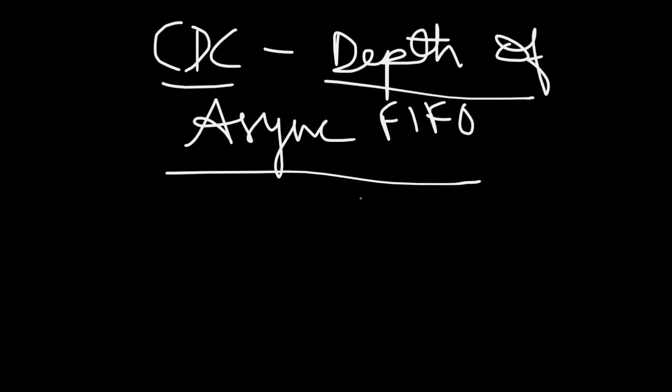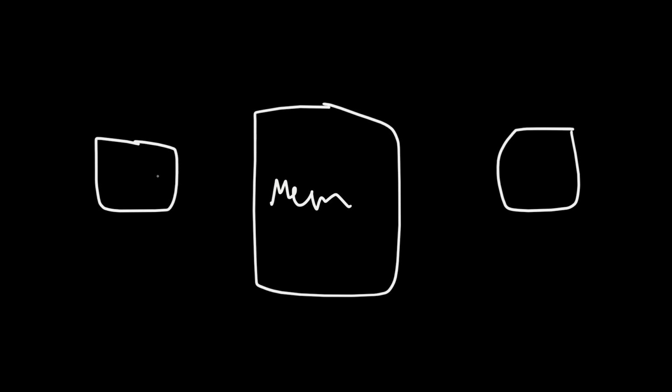So in case of an asynchronous FIFO, we will usually see that we have the memory here, and we will have the write pointer generation and the read pointer generation: write pointer and full generation here, and the read pointer and empty generation coming from this block. The depth of the FIFO is usually a power of 2. So how do we maintain that?